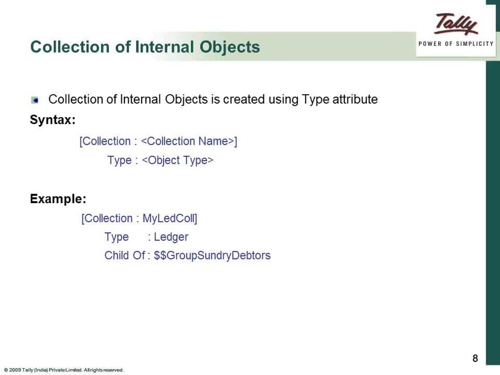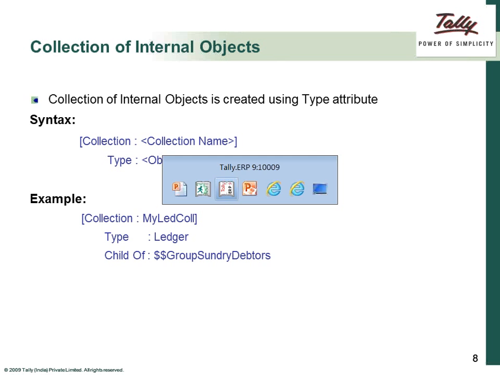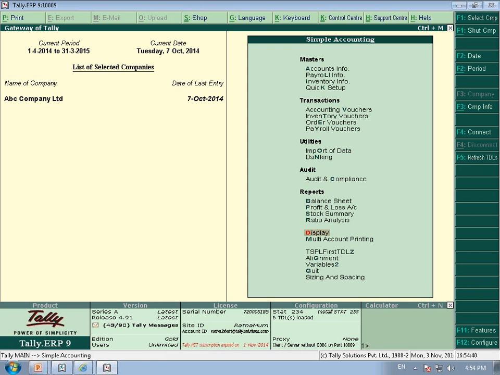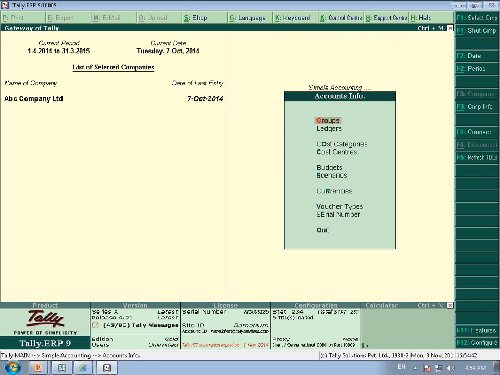We have ensured that the TDL language is developed as simple as possible and in plain English, as I said. So what you see over here, everything that you turn to singular becomes your object type. So here we have something called groups. Make it singular, group. So that's an object type that we have. Ledgers, we have an object type called ledger. Cost categories, we have a single type called cost category.